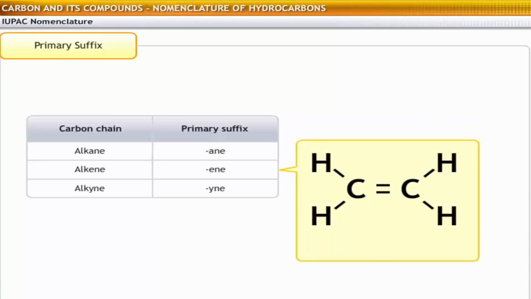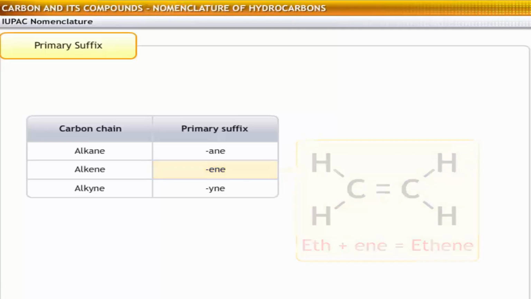Hydrocarbons containing double bonds are known as alkenes. For such hydrocarbons, the primary suffix ene should be added to the root word. For example, for a molecule that has 2 carbon atoms, add the root word eth. If there is a double bond between the carbon atoms, add the primary suffix ene. Hence, the name of the molecule is ethene.